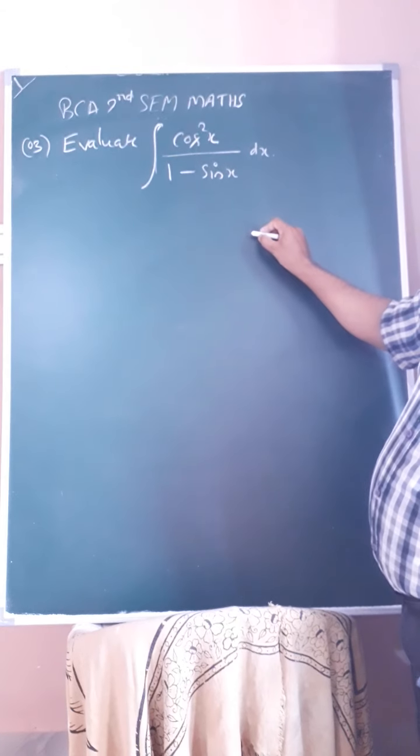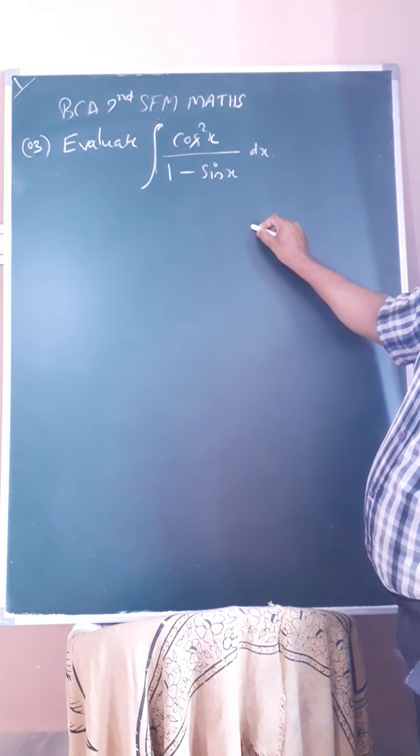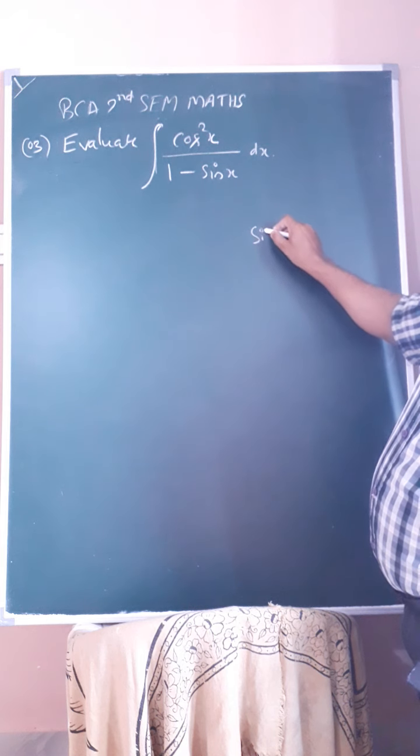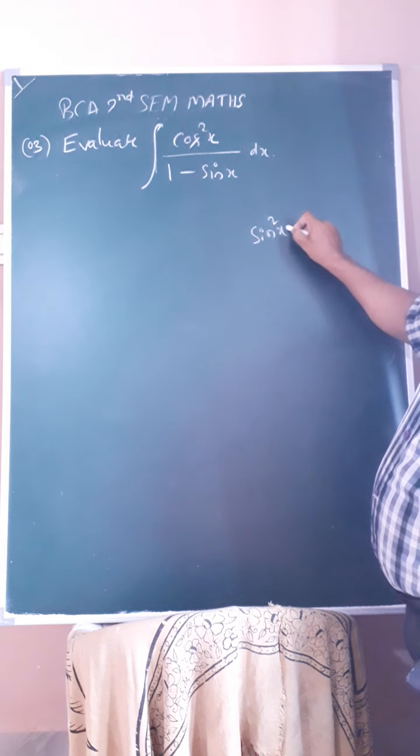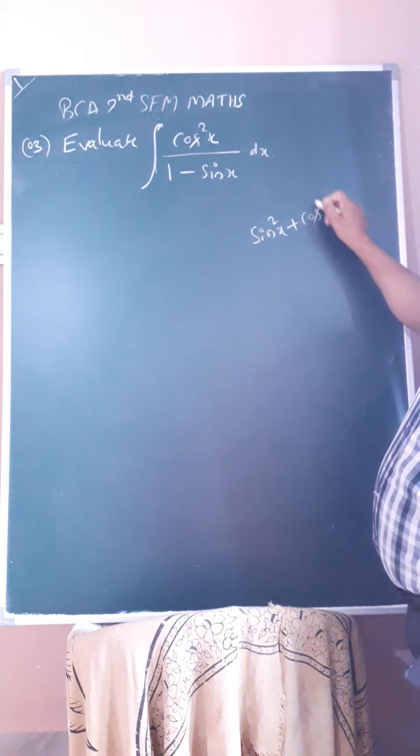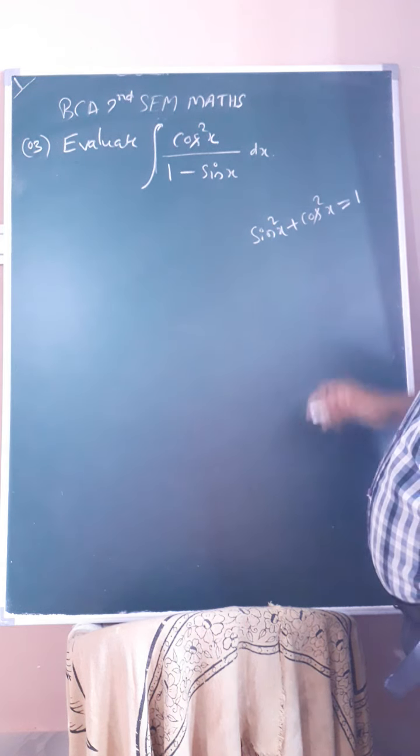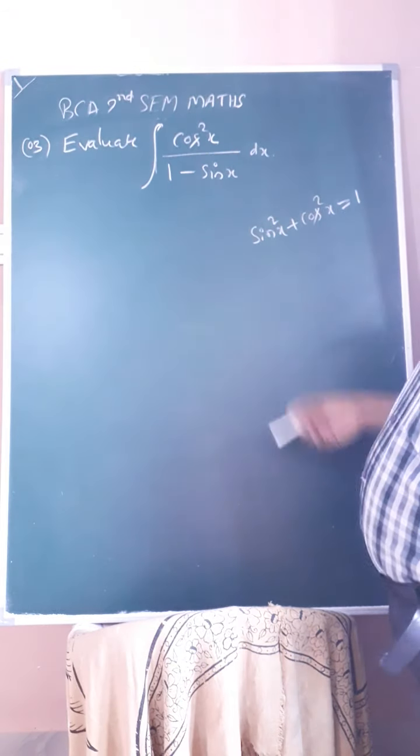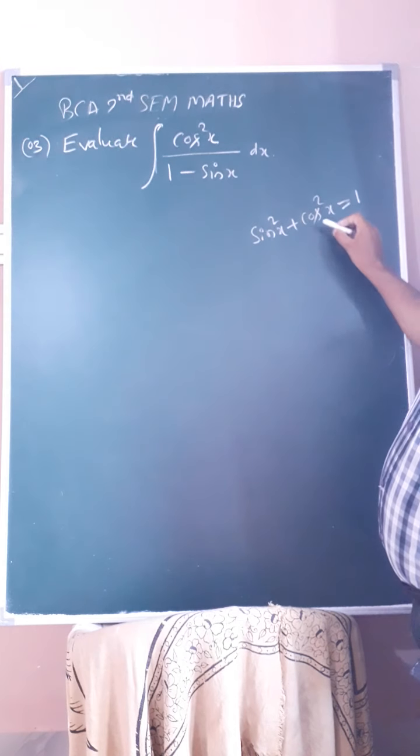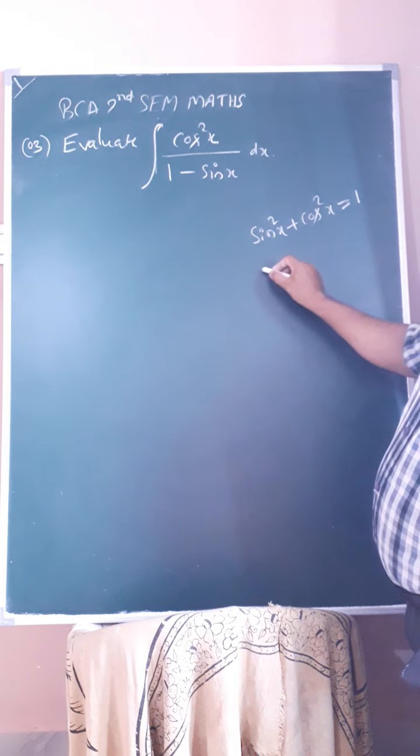So we know one trigonometric identity, that is sin square x plus cos square x is equal to 1. We used it yesterday and today in solving problems. Now we need cos square from this.